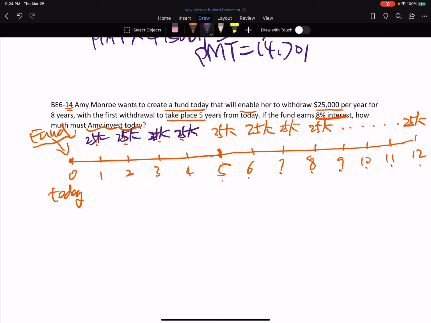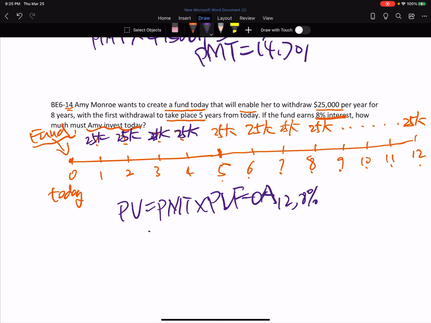And keep in mind these 4 withdrawals are fake; they are not real. But when we do this, what do we have? We have an ordinary annuity of 12 periods, right? So we can calculate the present value. The present value of this ordinary annuity equals the payment multiplied by the present value factor of an ordinary annuity, 12 periods, 8%. The payment is 25K. The factor we can calculate or you look up the table.